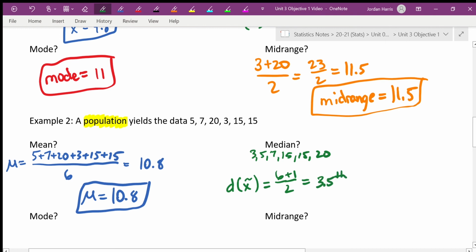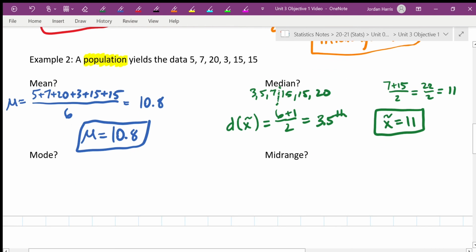Okay? A lot of people get confused by this. That means literally halfway between the third and fourth term. Right? 3.5 is halfway between 3 and 4. So 1, 2, 3, 4. So I need to find halfway between 7 and 15. If you don't know what halfway between is, you add them up, divide by 2. You're actually finding the mid-range of those two values. So 22 divided by 2 is 11. So my median is 11. Realize it's not actually part of the data set, so be careful about that.